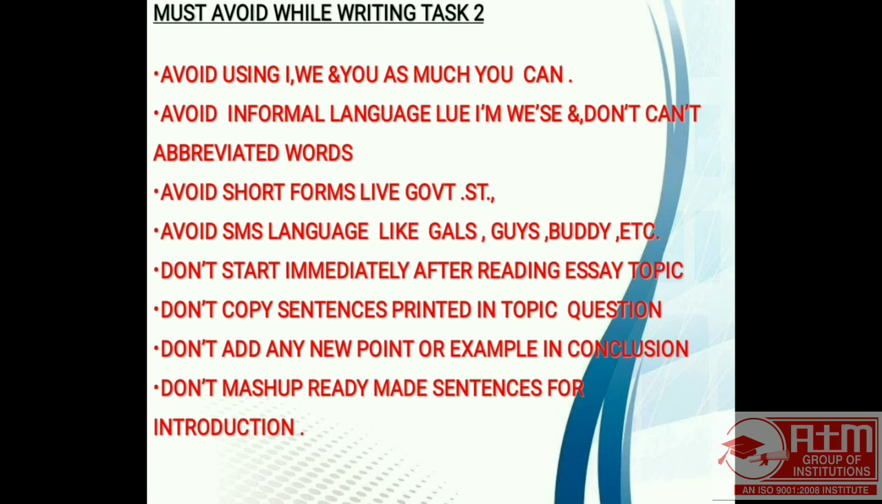Don't mash up ready-made sentences for the introduction. You know, a lot of students have already learned so many sentences from the internet, from the media, and they want to use the same sentences in any paragraph. Don't learn sentences of this type, because the examiner is very well trained. He will already come to know that you have crammed.